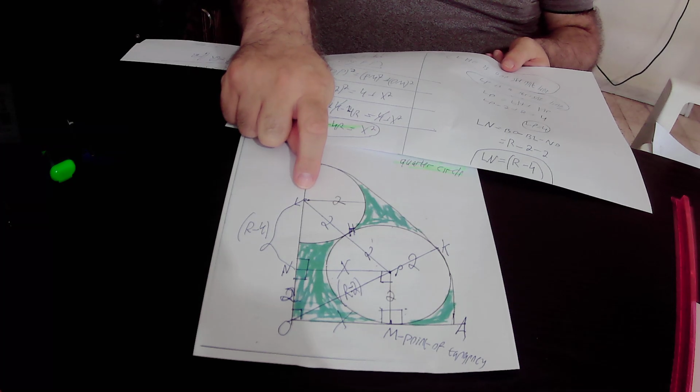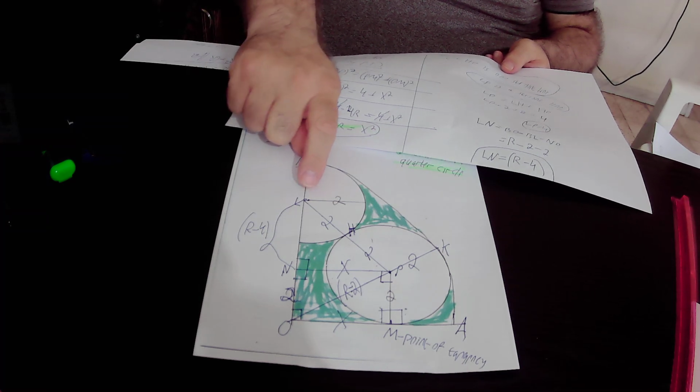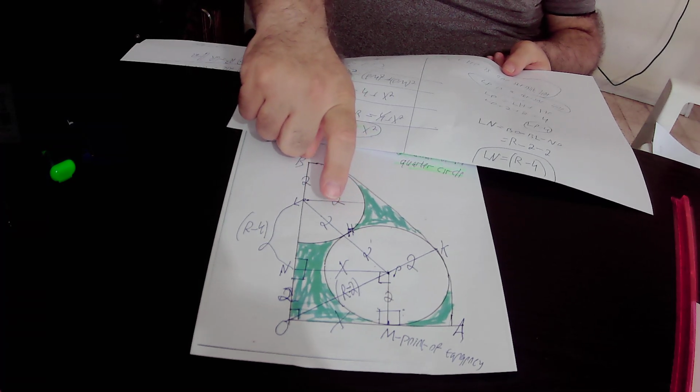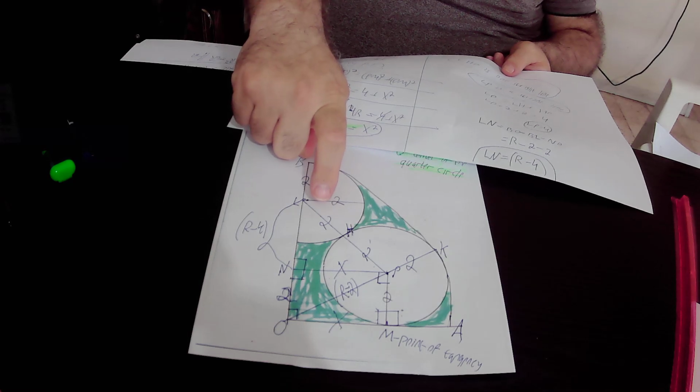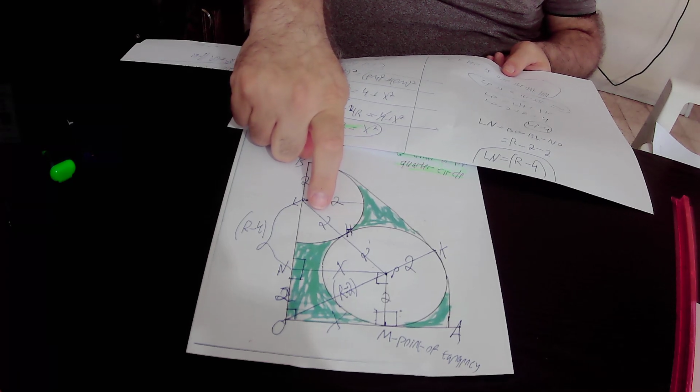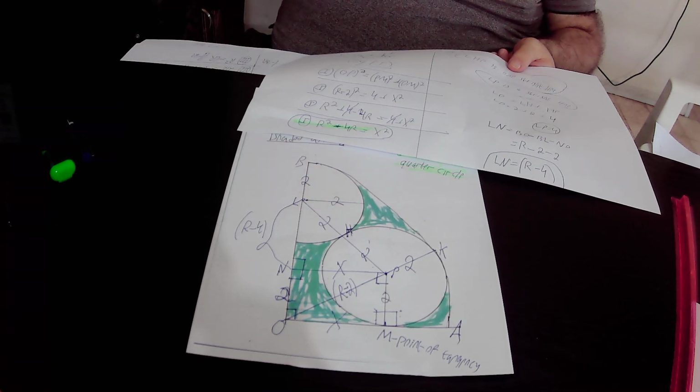L is the center of the semicircle. H is the point of the semicircle itself. That is to say, LH is the radius of the semicircle that is equal to 2 units according to what is given as the question.